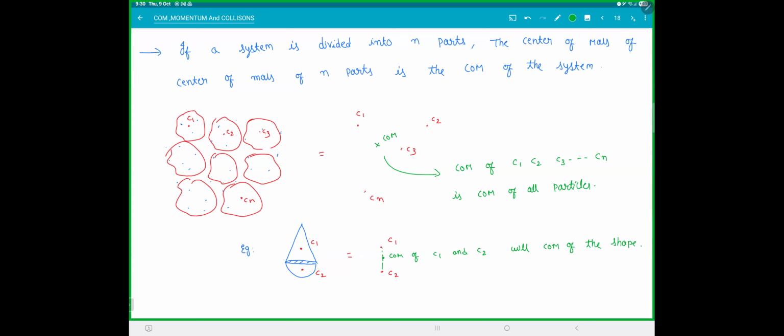Clear with this? So whenever you create systems with some pieces and you know the center of mass of those pieces, you can actually replace them with particles and find the center of mass. Is this making sense? Later on, we're going to do problems, so we get more clarity. But that is the importance of that statement. Any doubt so far? Let's write a few more theoretical points.